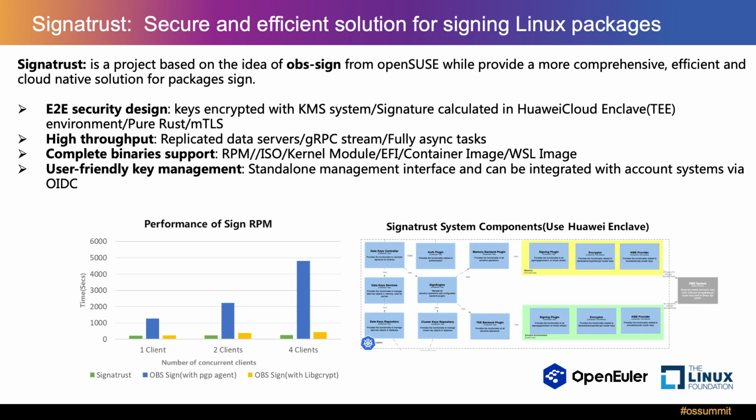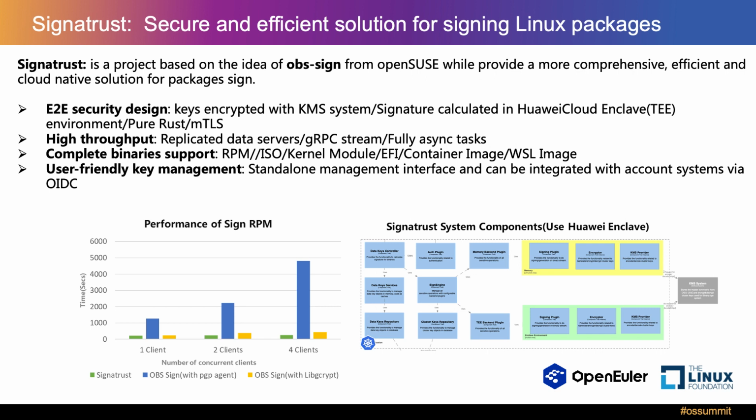Thanks to Zhongjun for the excellent content. Now let me bring you to another new project in the community that we are currently working on. It is called Signal Trust. It is aimed to provide a secure and efficient solution for signing Linux packages. It is a project based on the idea of OBS sign from openSUSE and added much more optimizations according to our infrastructure team's daily usage and requirements.